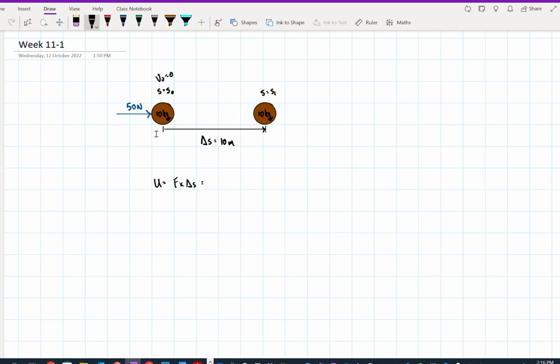And so the distance travelled with that force applied. In this case, it's just going to be 50 times 10. And work is a measure of the transfer of energy. And so that's going to give you 500 joules.